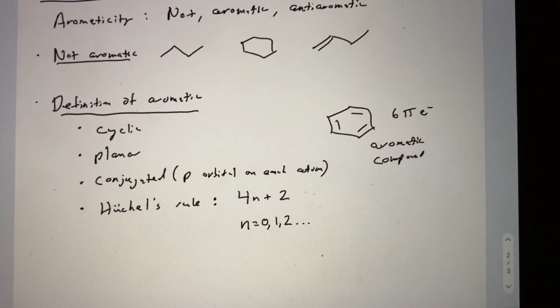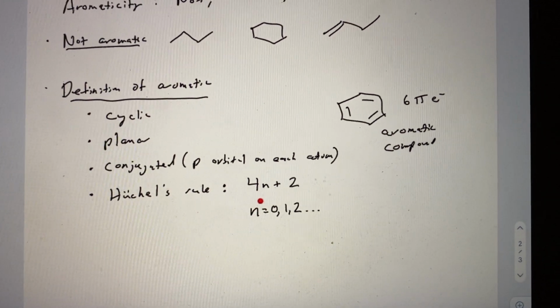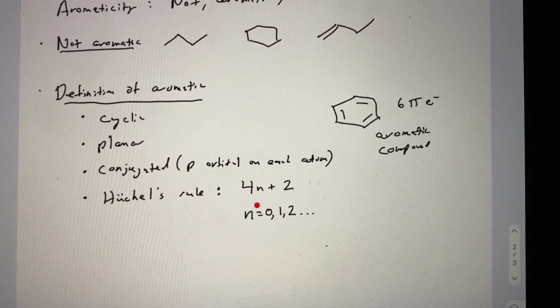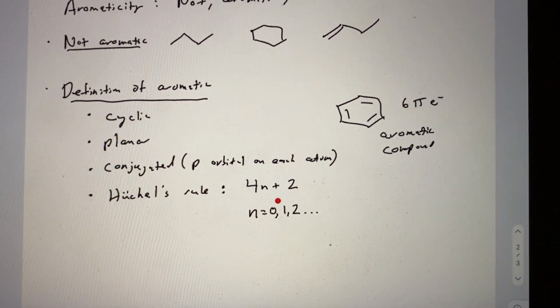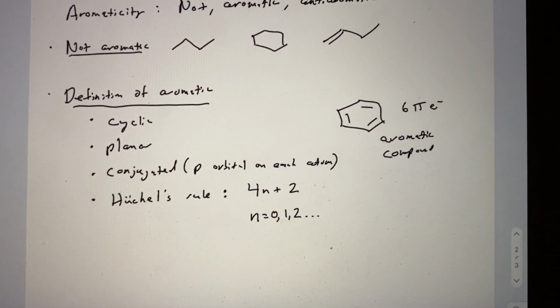So this Huckel's rule of 4n plus 2 is not just a random choice of numbers, but it actually fits to allow the electrons to fill the bonding molecular orbitals in these different compounds.